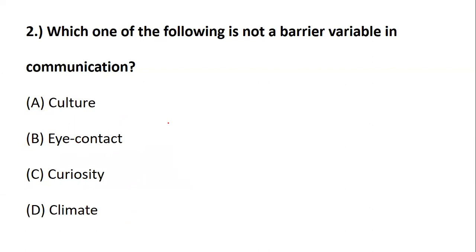Question number 2, everyone. Which of the following is not a barrier variable in communication? Basically, the question is saying that which of them is not a barrier. There are certain impacts on communication, so which of them is not a barrier? Culture, is it a barrier or not a barrier? Eye contact, curiosity, climate. We have studied barriers of communication.